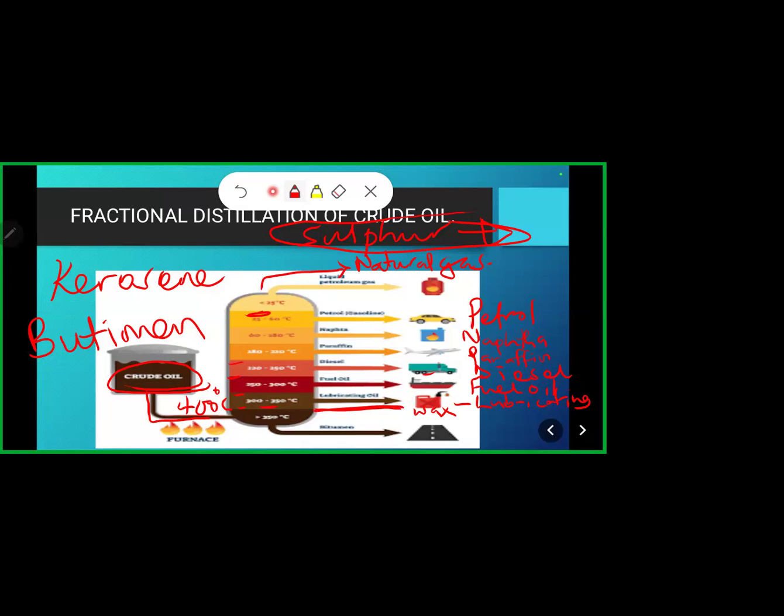Natural gas can be used for cooking. Very good. Thank you, Zara. Anyone else?